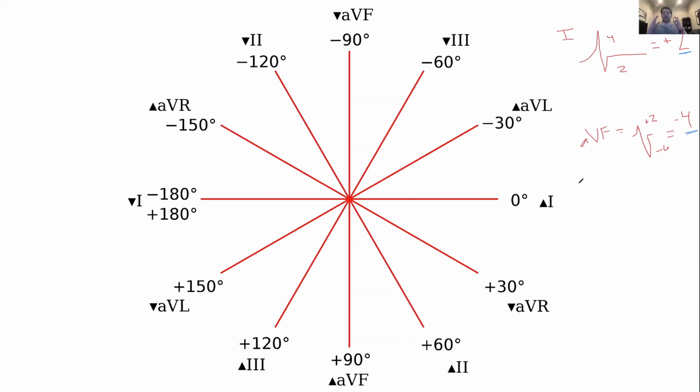Think about it in your head. +2 in lead 1, we're going straight out to the right, right? We're on this axis. Negative AVF is the one going straight up and down, but we're going up, right? Because we have to be on the negative side. So we're on the positive of 1 and the negative of AVF. Right away, you know, in between these, you fall in this quadrant.